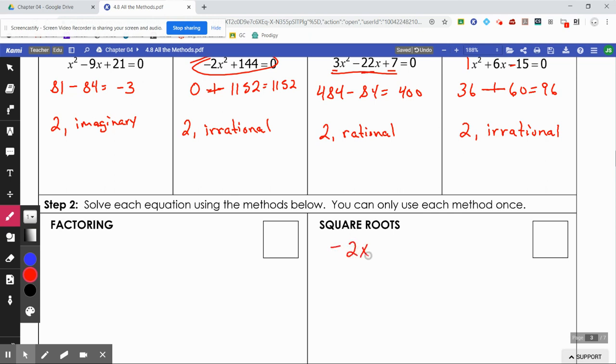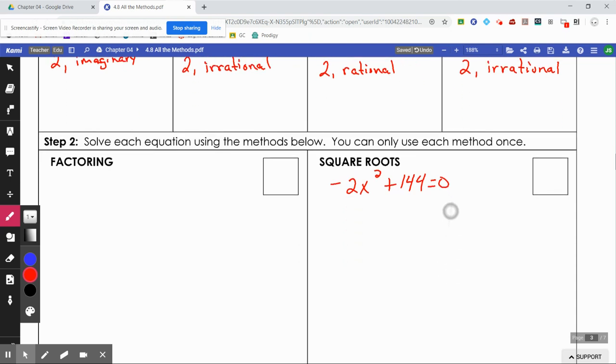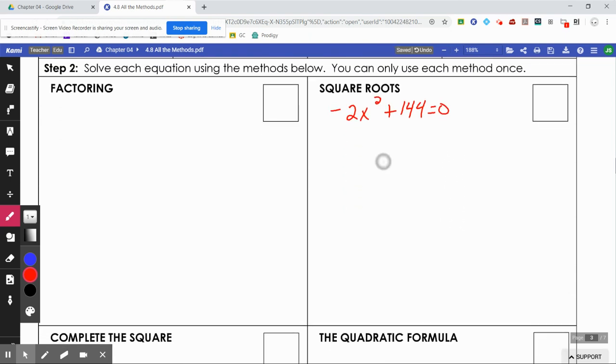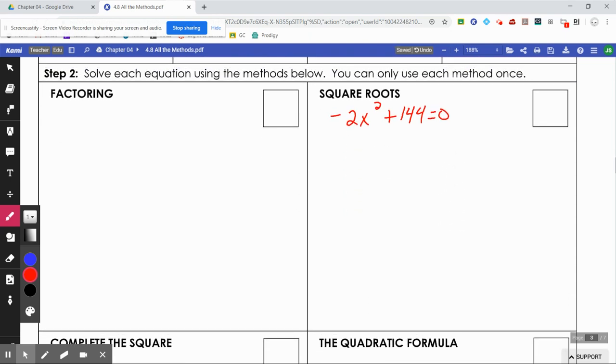That's going to be -2x squared plus 144 is equal to 0. To solve a quadratic equation by using square roots, first move the 144 over. Negative 2x squared equals negative 144. We then divide by negative 2. So that gives me x squared is equal to 72.